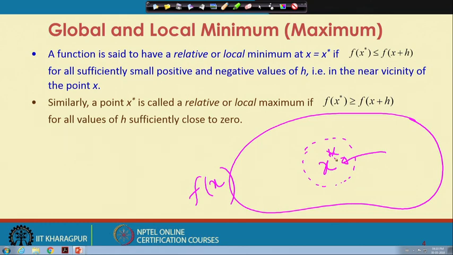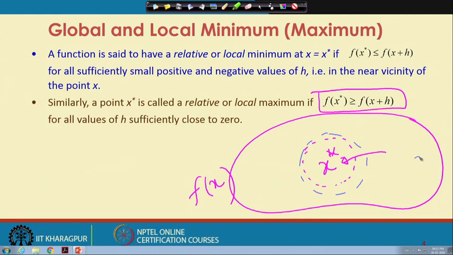Similarly, x star will be a local maximum or relative maximum if f of x star is greater or equal to f of x plus h for all values of h sufficiently close to 0. So, in this region, if x star corresponds to the point where function value is maximum, then it is a local maximum or relative maximum.